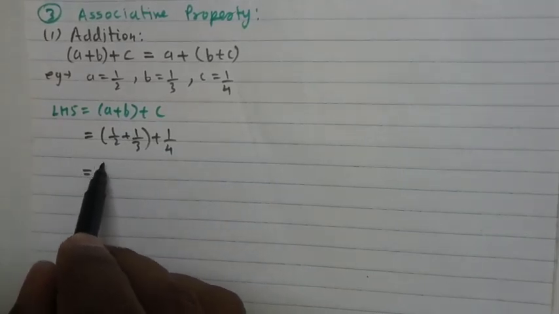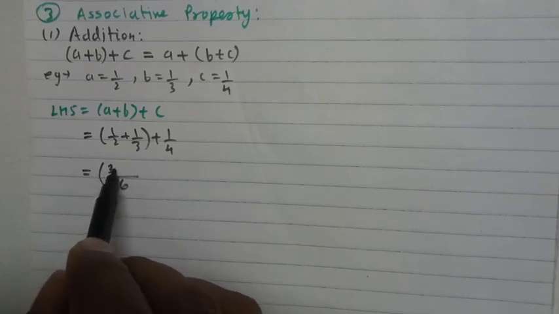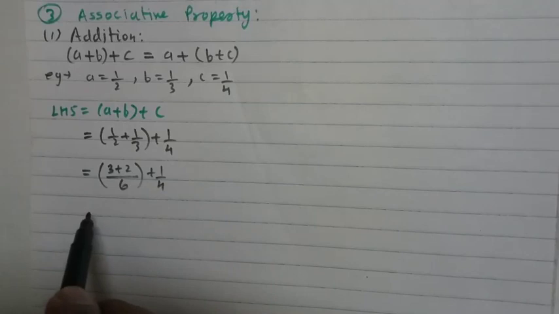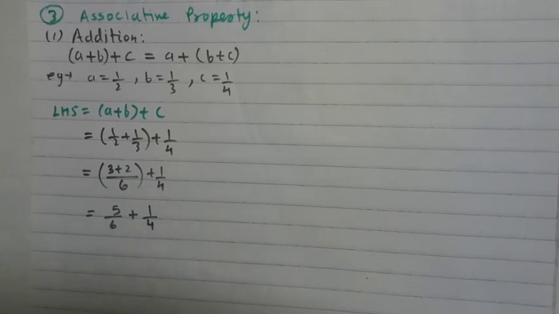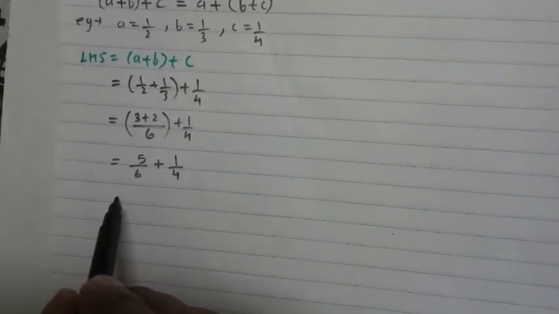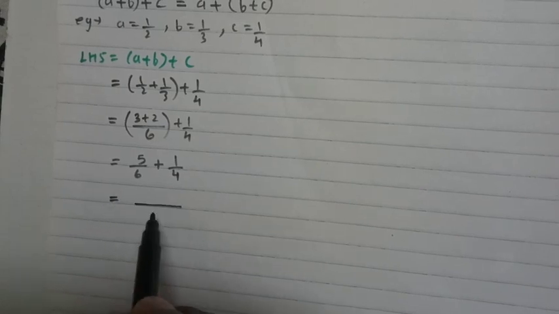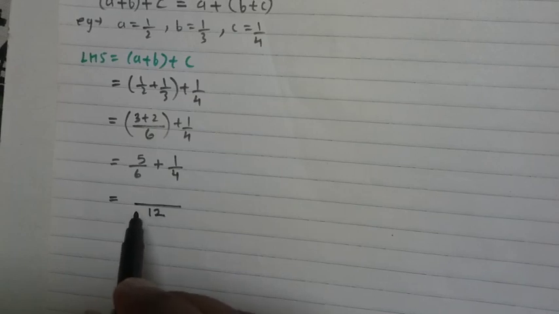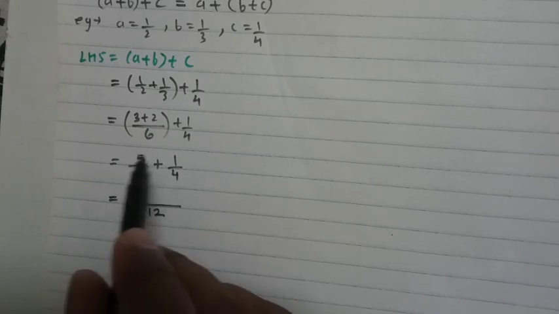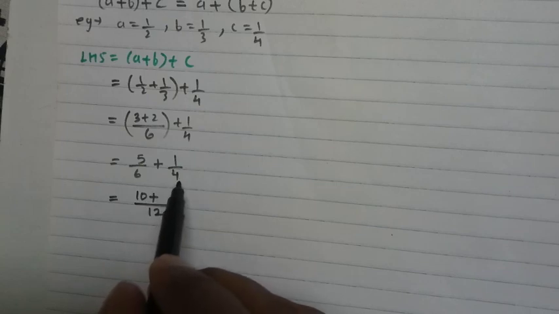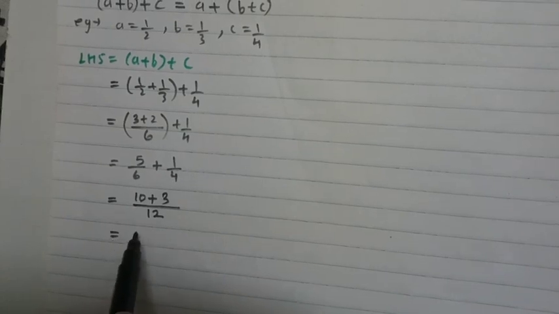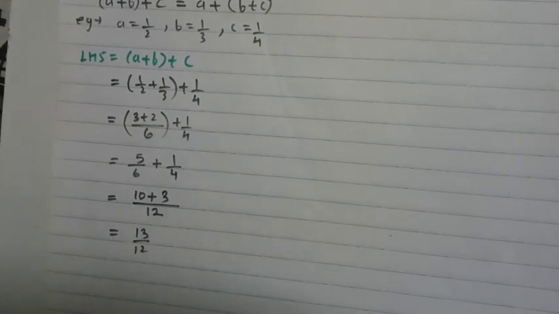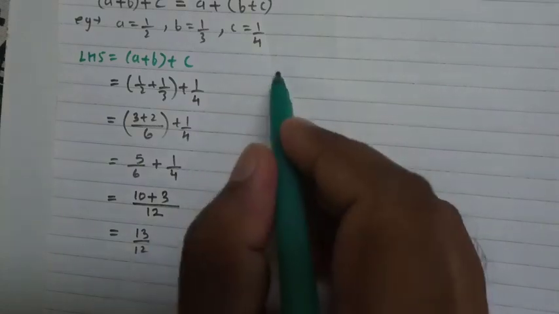So if we simplify, the LCM will be 6. This will be 3 plus 2 plus 1 by 4. So this is 5 by 6 plus 1 by 4. Now take the LCM of 6 and 4. What is the LCM of 6 and 4? Yes, LCM will be 12. Okay, so now 6 to 12, so 2 into 5 is 10, plus 4 3s are 12, so 3 into 1 is 3. So it is coming out to be 13 by 12.